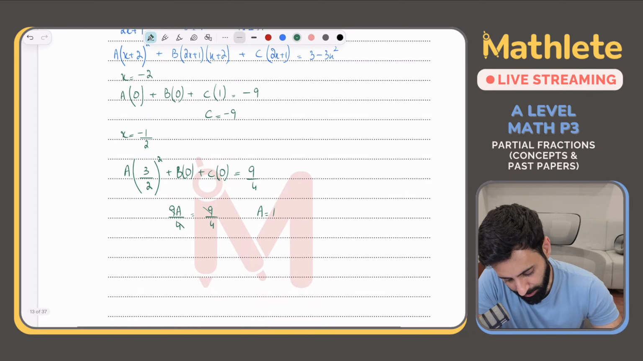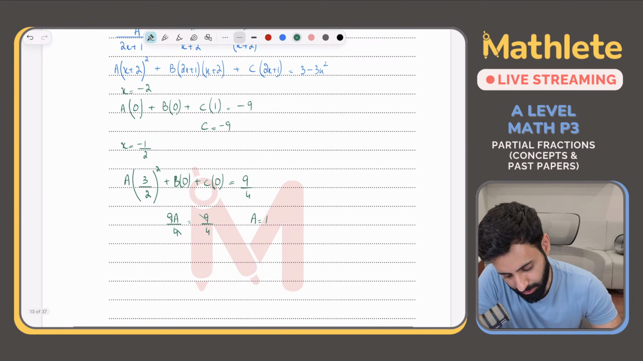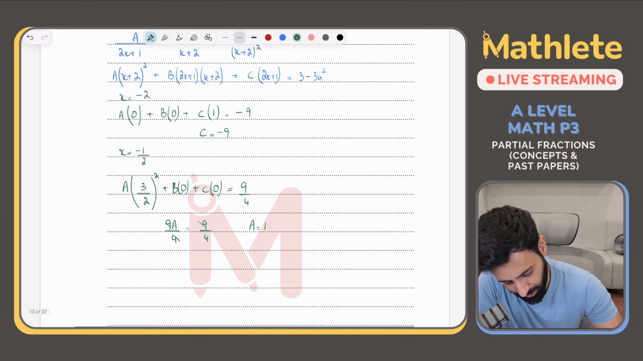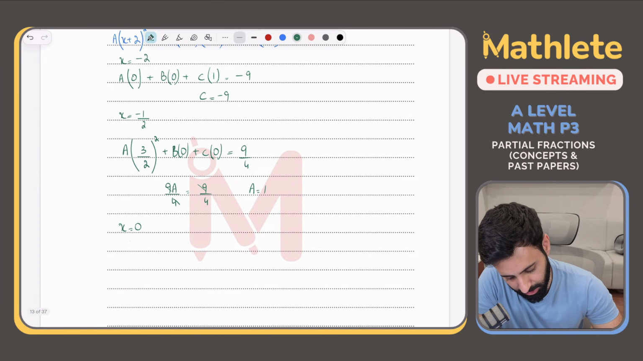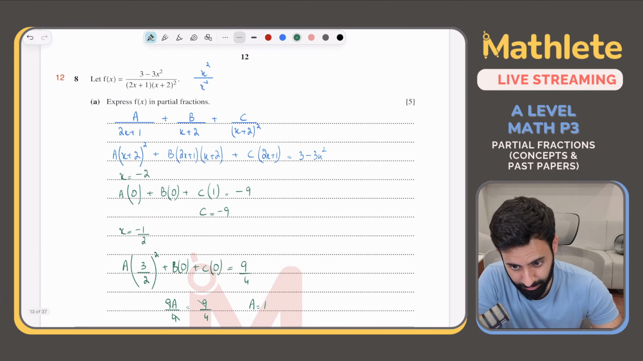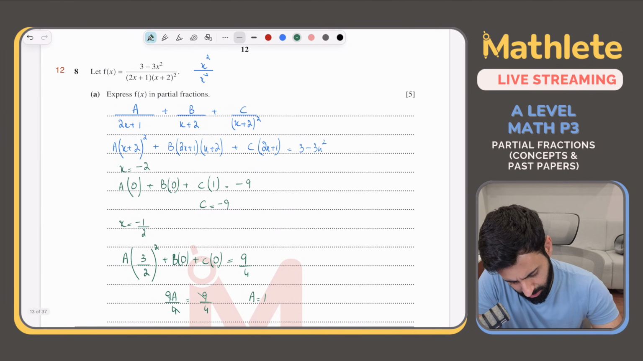Okay, now with the value of a and c, let's find out the value of b. For that, I'm going to plug in a completely separate independent value, which is x equals to 0, and then let's see what happens. So if I plug in x equals to 0, so minus 3c equals to minus 3.